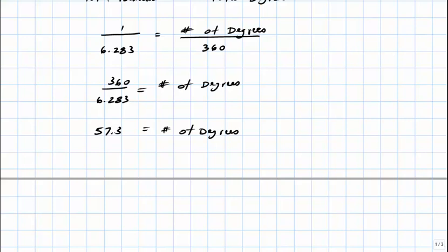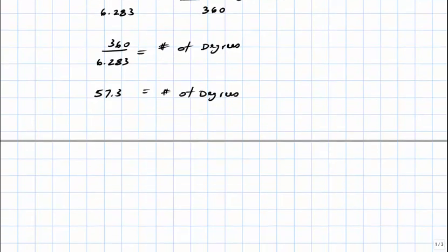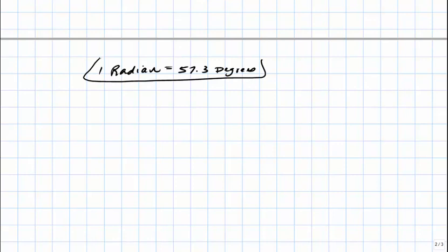And so we've established the relationship. 1 radian equals 57.3 degrees. And we will use this relationship anytime we need to convert between radians and degrees, and vice versa.